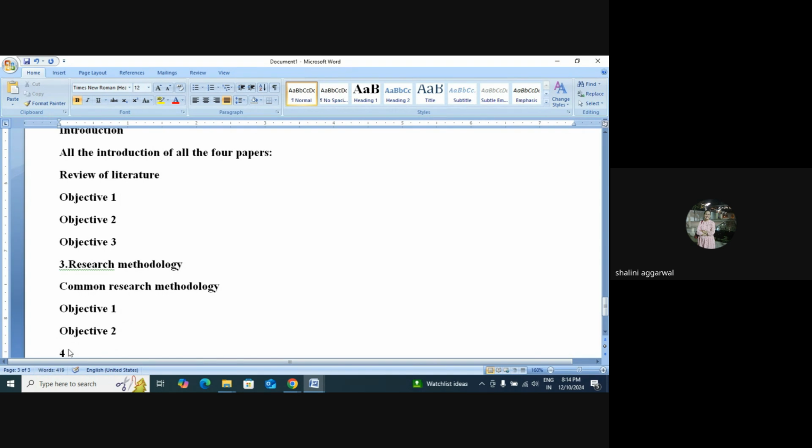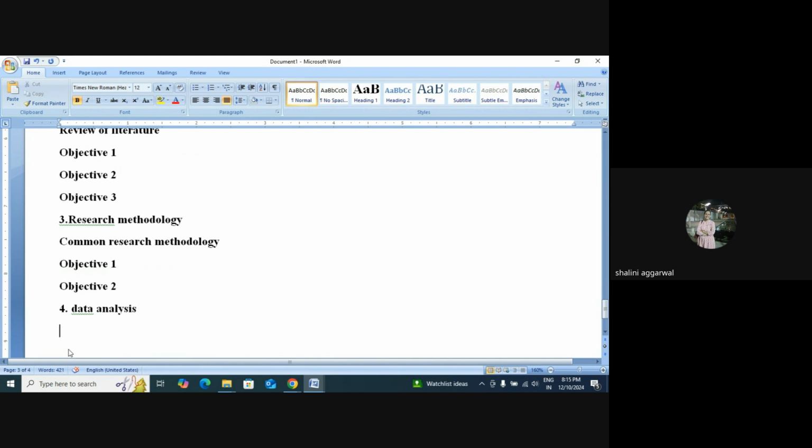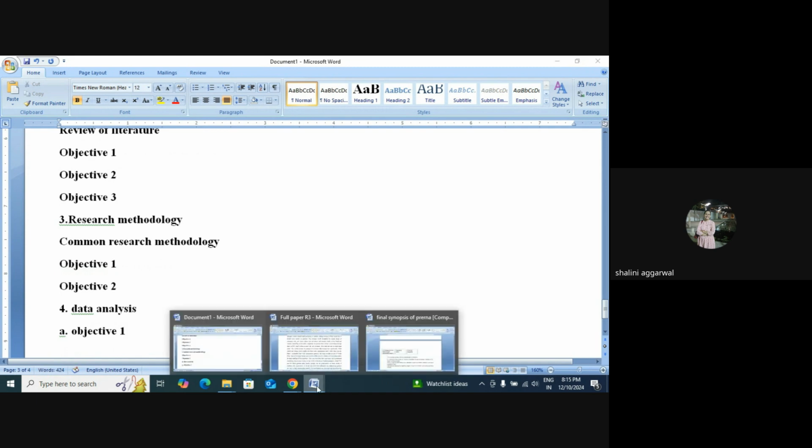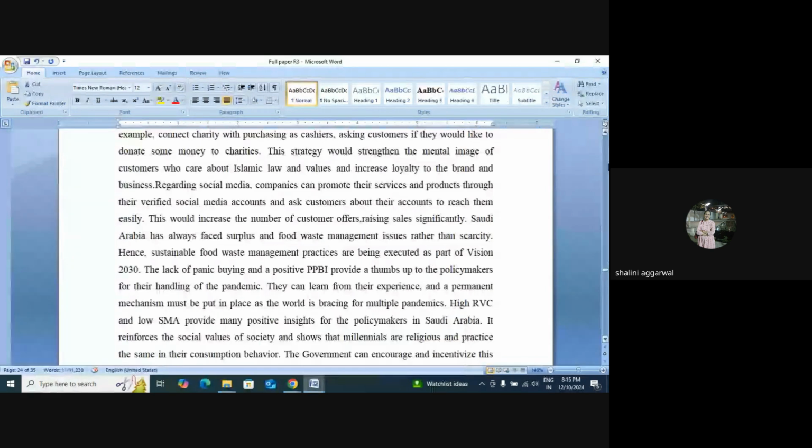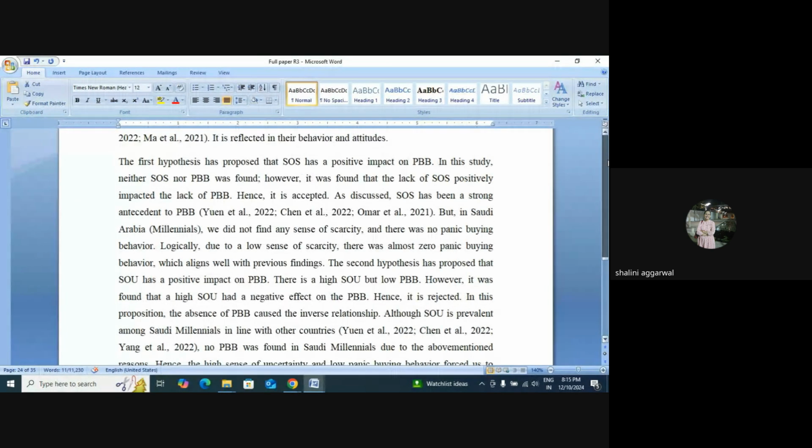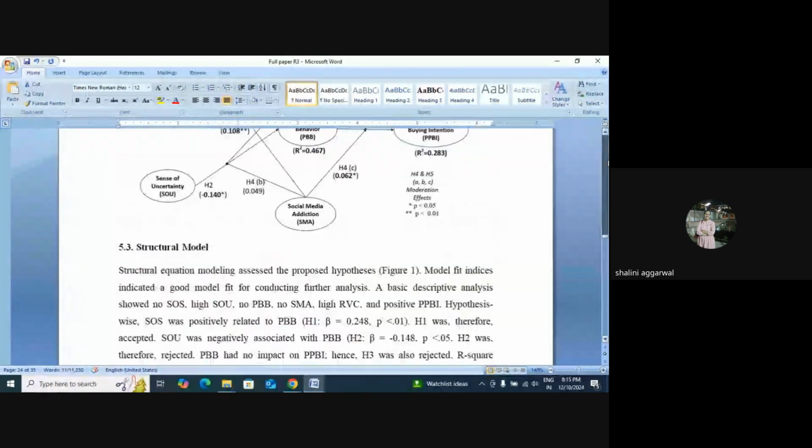So next is the data analysis. In data analysis, you have to be very, very clear, because for objective 1, let me show you my paper. Let's say this is the data analysis part of this paper of mine, right? So it starts from here.